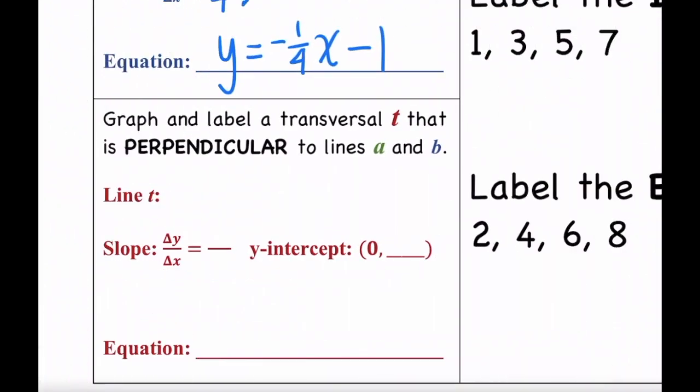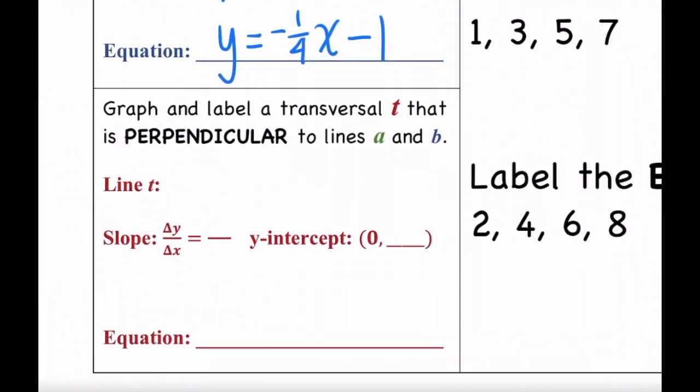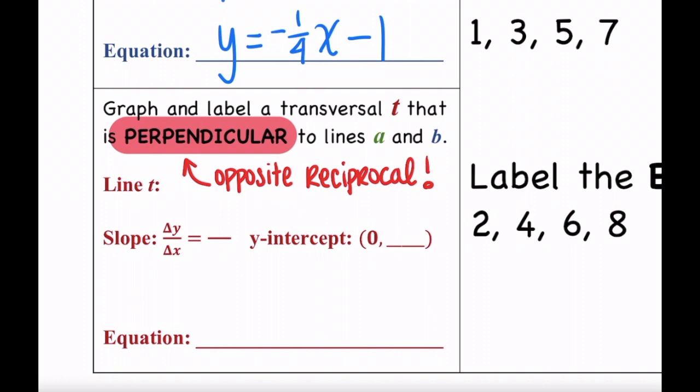Graph and label a transversal T that is perpendicular to lines A and B. Wait a minute, perpendicular? That doesn't mean that we can just choose any old slope we want. What do we know about perpendicular slopes? That's right, perpendicular slopes are opposite reciprocals.